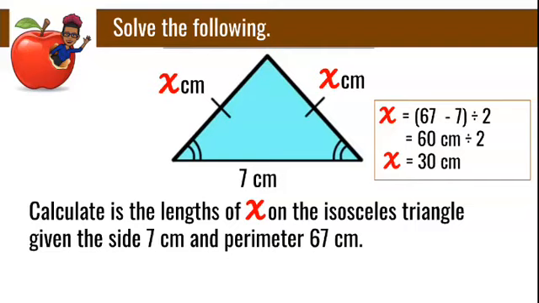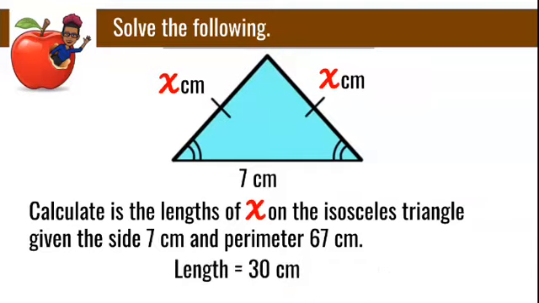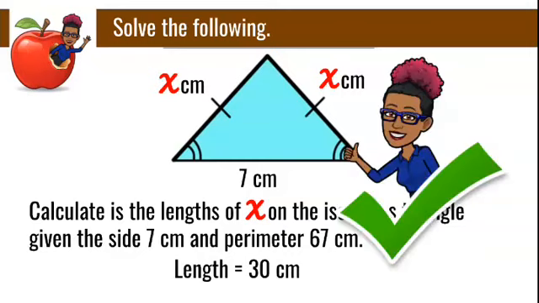When we divide by 2, we get 30 centimeters. So one x would be 30 centimeters, and the next x would also be 30 centimeters, which would be that 60 that we got when we subtracted the given length 7 from our perimeter. We can check back, so we add 30 plus 30 plus 7, and we get back our perimeter of 67 centimeters. So the answer, the length would be 30 centimeters.